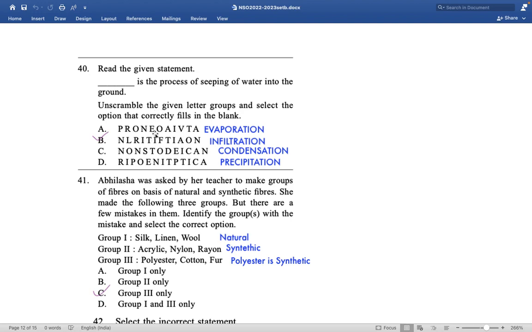Here, when we unscramble the given letter groups, we get the words evaporation, infiltration, condensation, and precipitation. So, infiltration is the process of seeping of water into the ground. So, B is the answer.